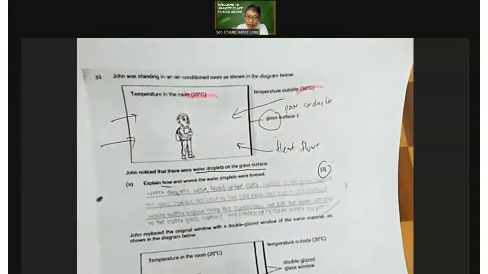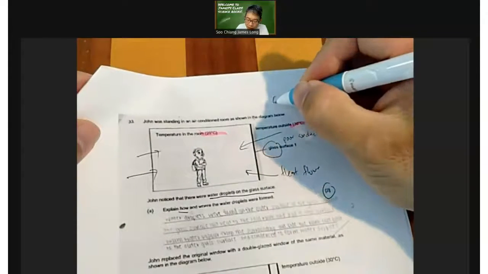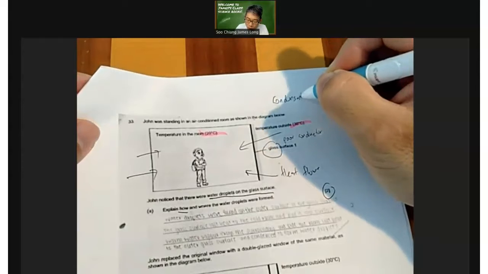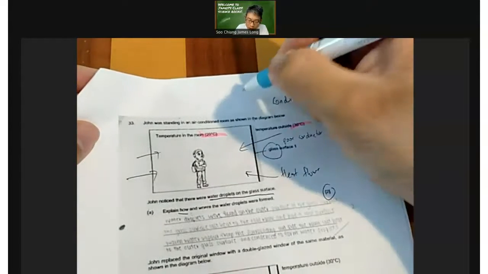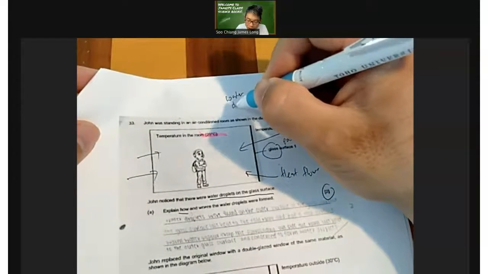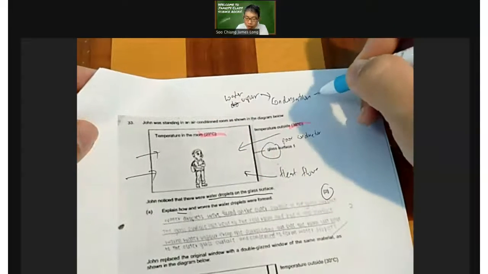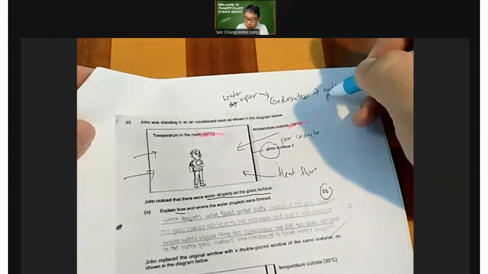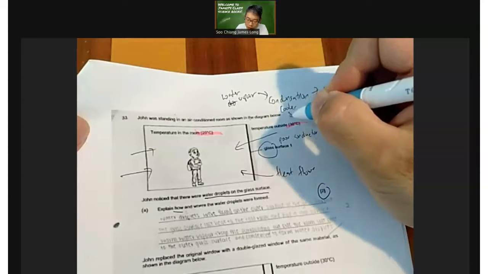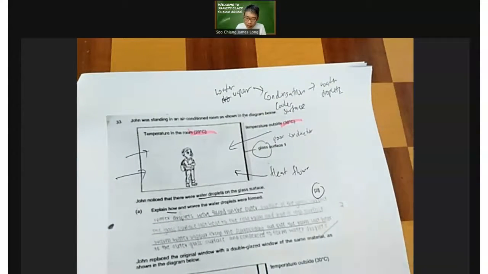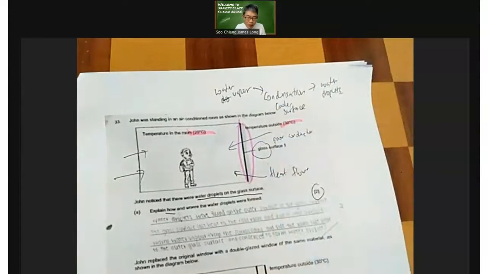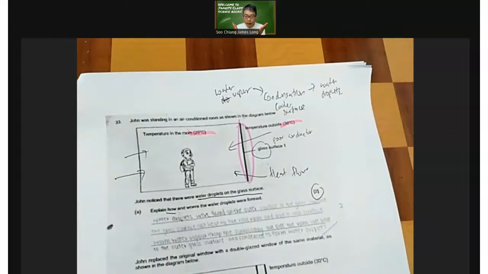When talking about condensation, it's always about what is being condensed. Of course, you know that it is water vapor that will condense into water droplets. And they must condense on a cooler surface. Obviously, there's only one cooler surface here, right? The glass surface.